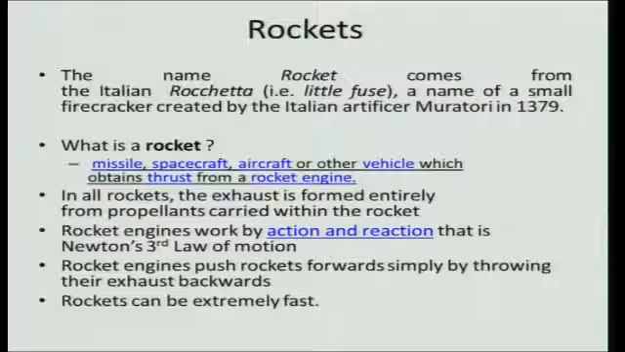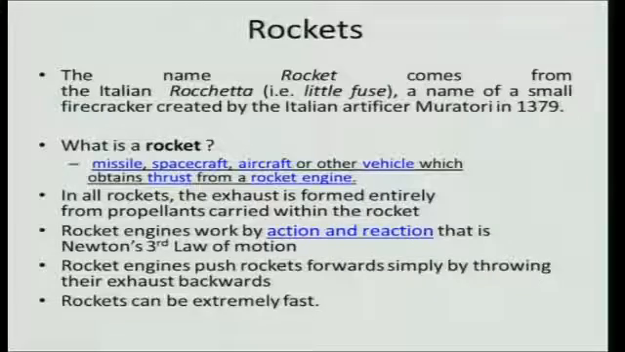Now, this has been the general discussion on flight. Let us now come to the specifics for this course, which is rockets. What is a rocket? The name rocket comes from the Italian word rosetta, which means little fuse. This is the name of a small firecracker created by the Italian artificer Muratori in 1379. So, essentially it was a firecracker which used to move. Okay. So, that is what a rocket is.